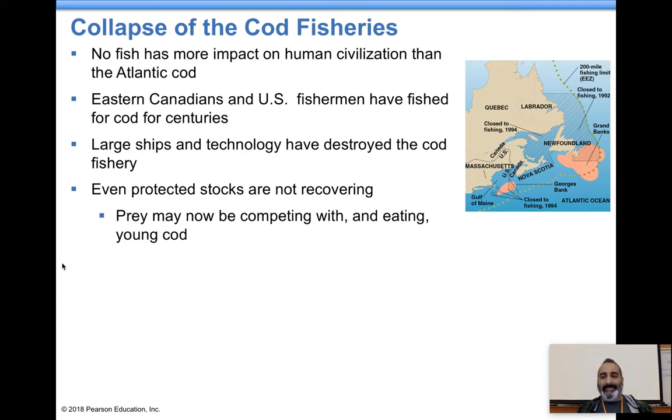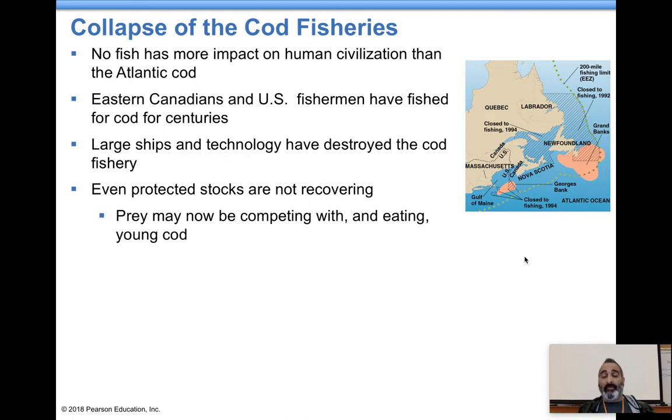Well, back in the 1800s, early 1900s, people were immigrating to the United States and Canada. People showed up in this area, which was a very, very lucrative cod fishery. Cod is a ground fish, meaning it resides towards the bottom. What did they do? Well, they over-harvested it. They fished it to the point of collapsing it.